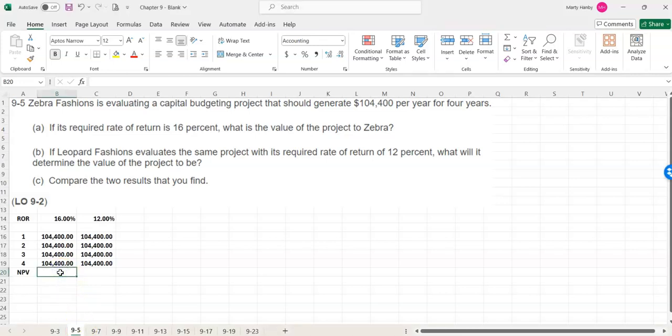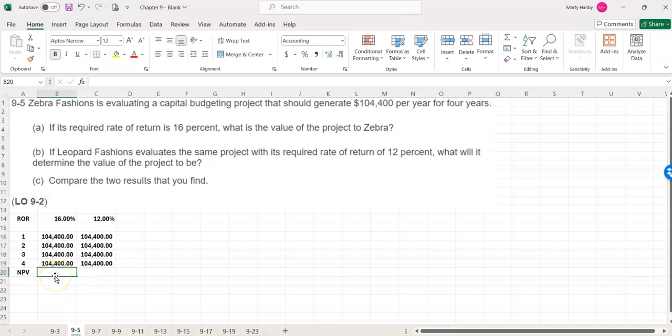Okay, this is problem 5 from chapter 9 of CFIN7. Zebra Fashions is evaluating a capital budgeting project that should generate $104,400 for 4 years. If its required rate of return is 16%, what is the value of the project to Zebra?